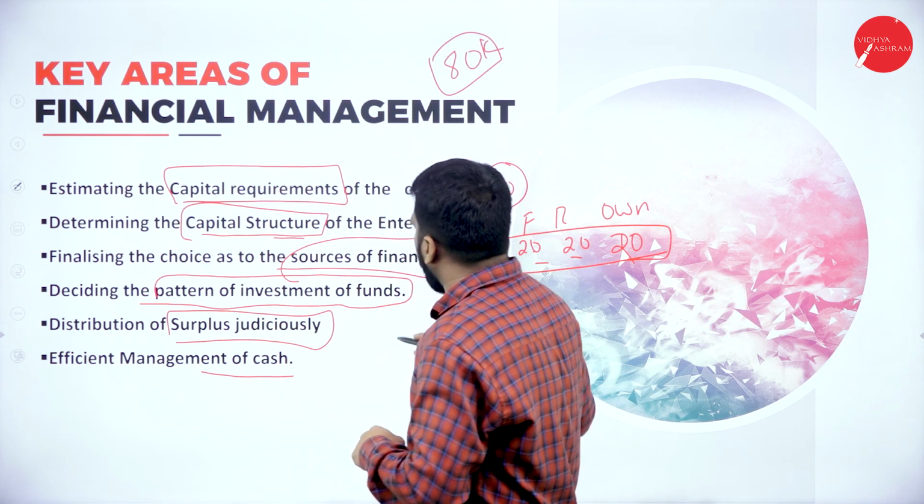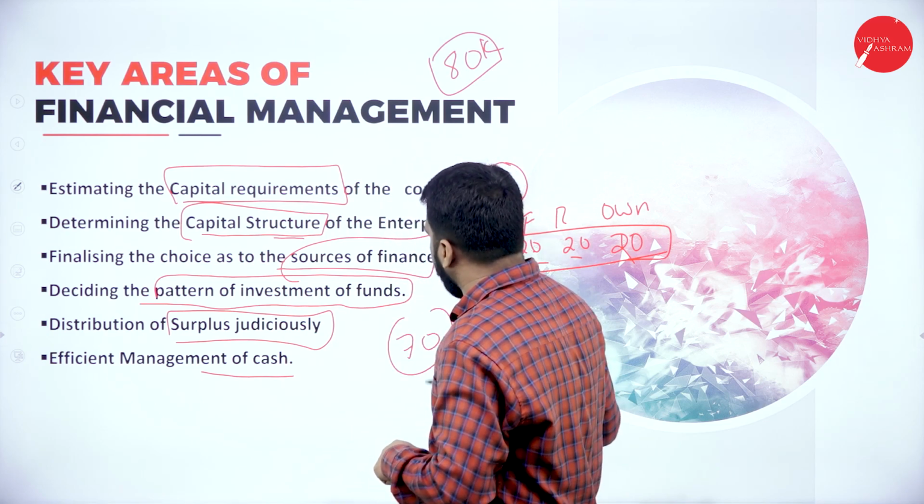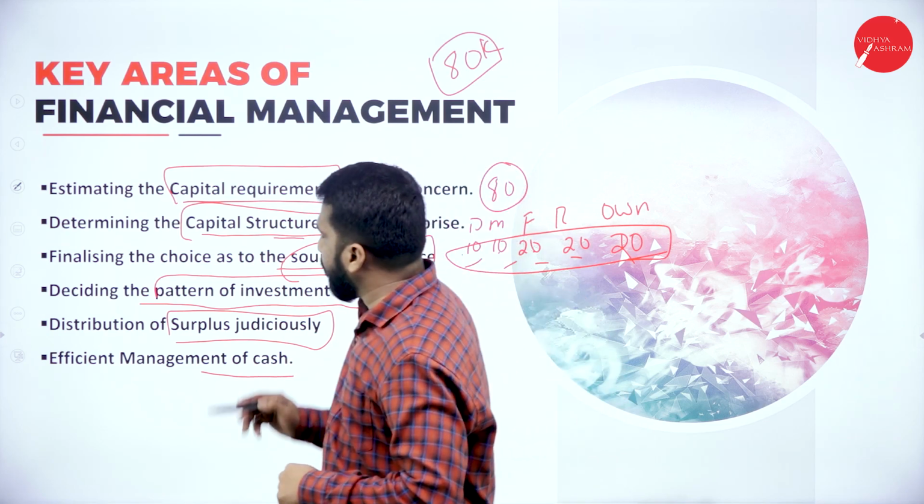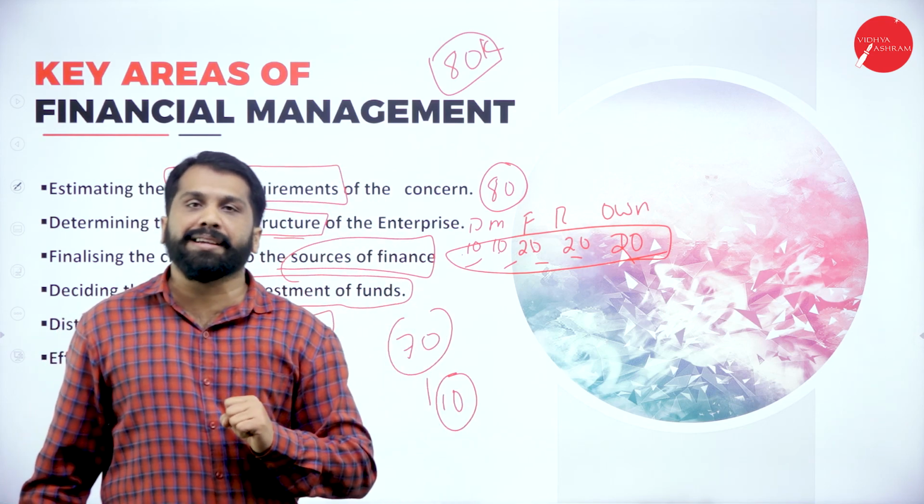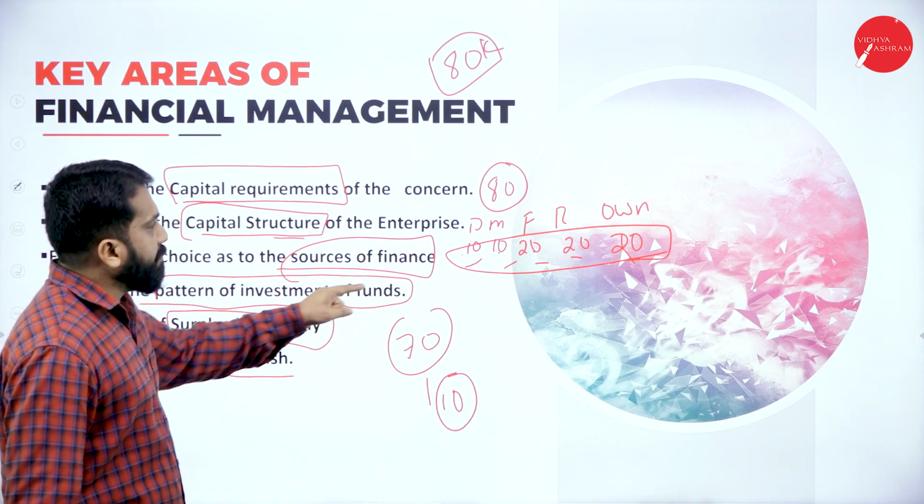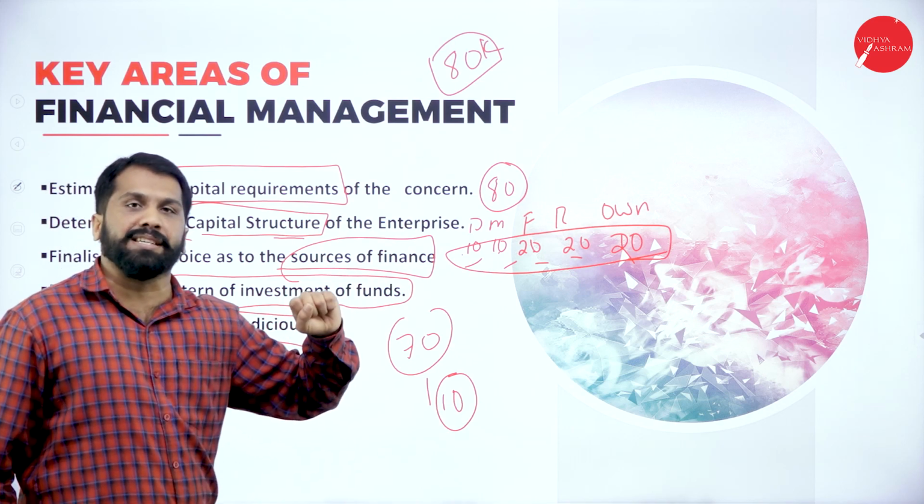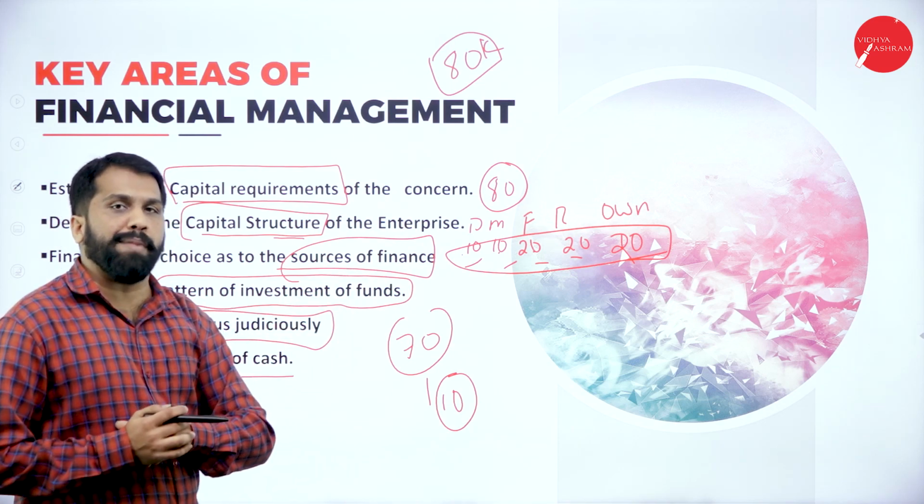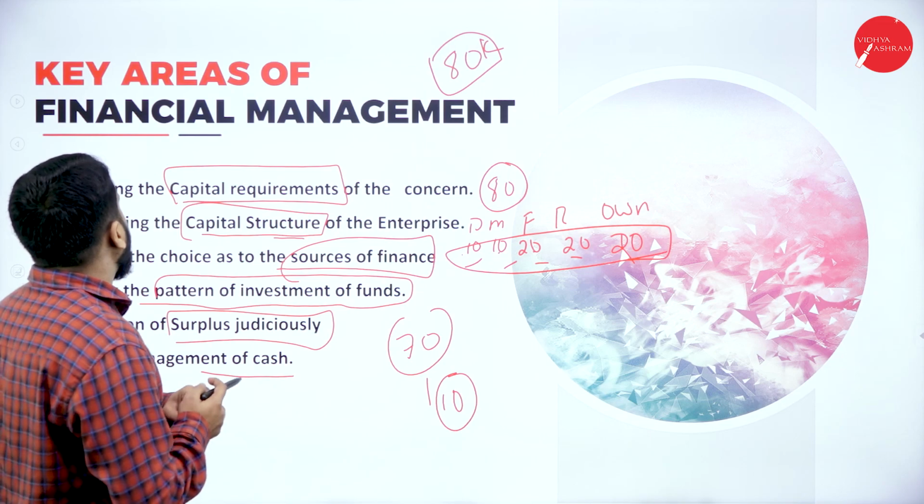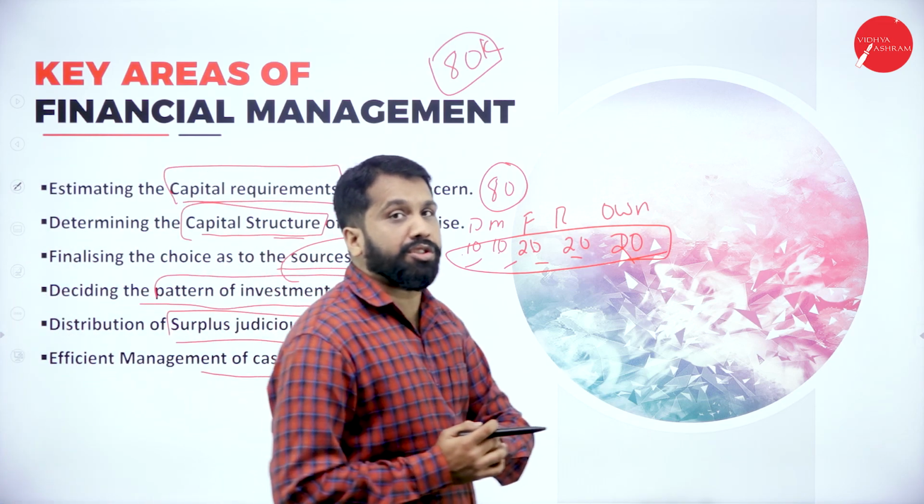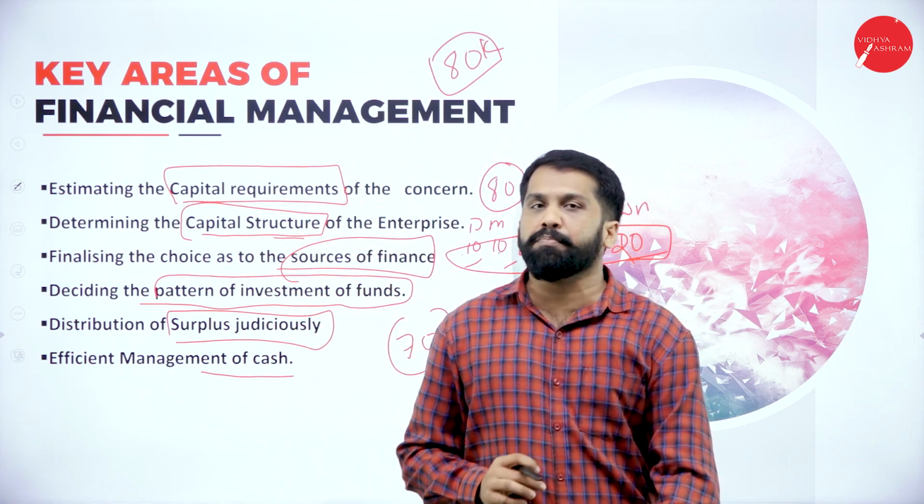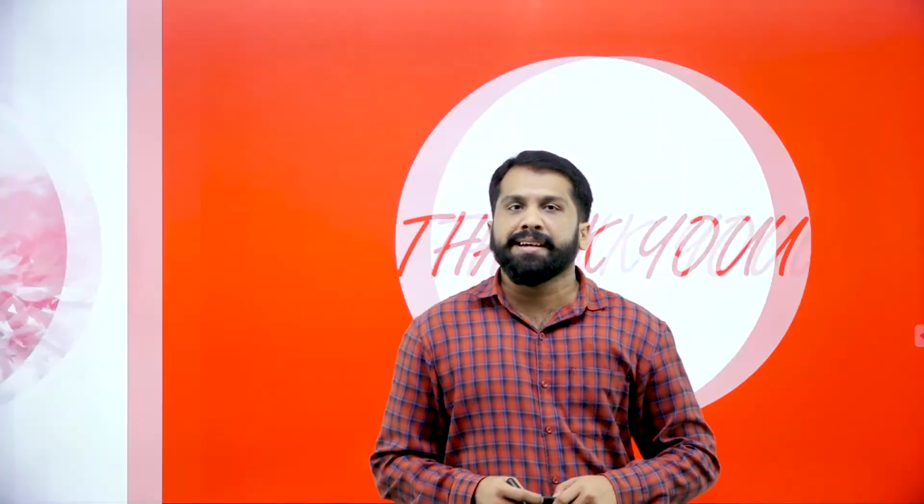If you got the same mobile for 70,000, the balance of 10,000 you have to manage effectively. If you have taken a loan from your friends or outsiders, you have to pay it back. So this is all about the key areas of financial management. Very important. For 5 marks, you can expect this.